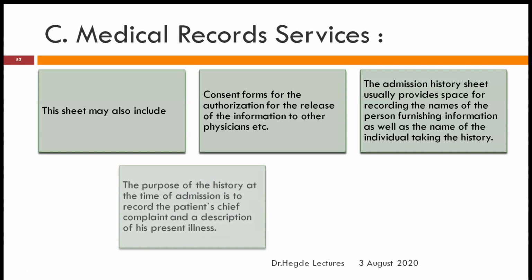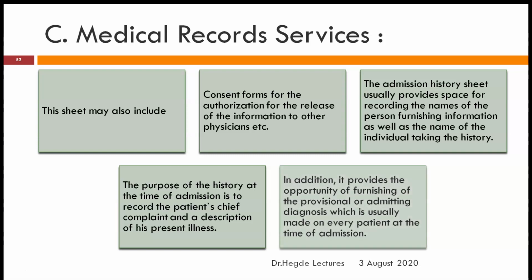The purpose of the history at the time of admission is to record the patient's chief complaint and a description of the presenting illness. Okay, what illness he is having, for what he got admitted to the hospital. In addition, it provides the opportunity of furnishing the provisional or admitting diagnosis, which is usually made on every patient at the time of admission. He got admitted and what he has been diagnosed. Okay, the provisional diagnosis.